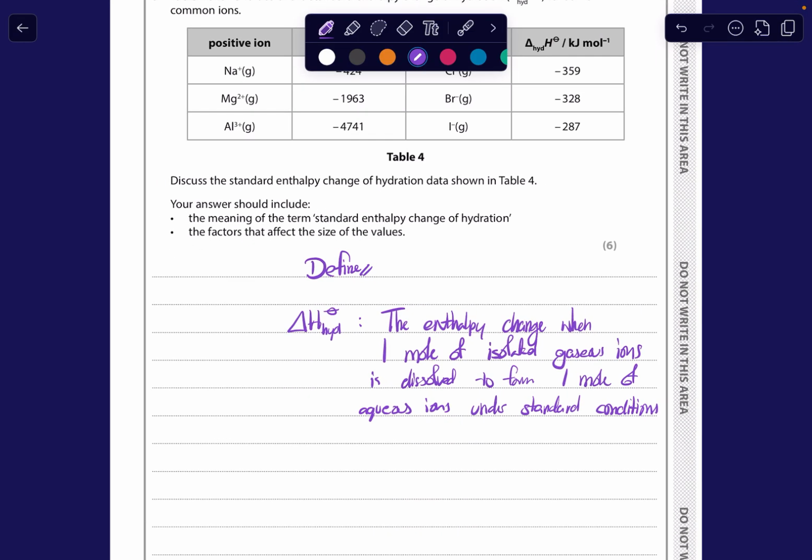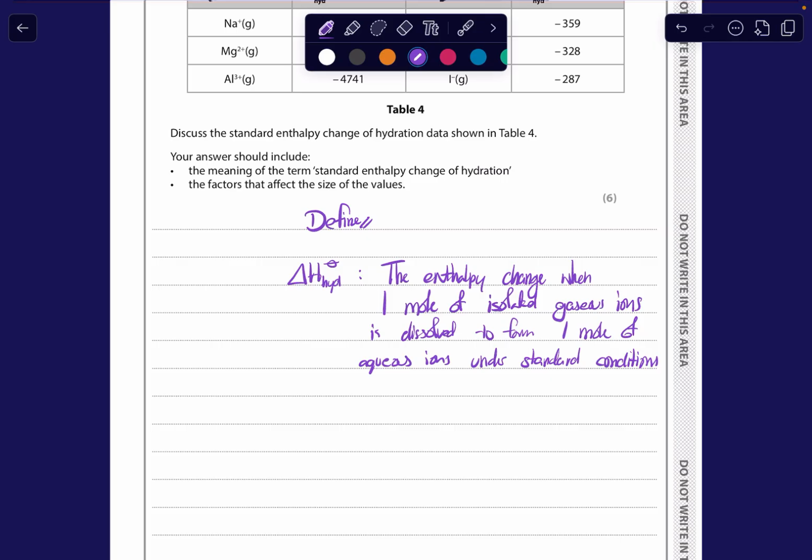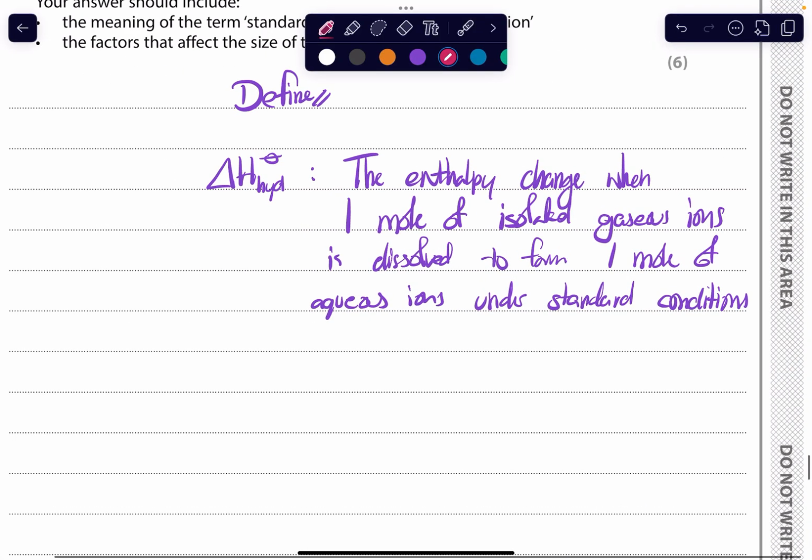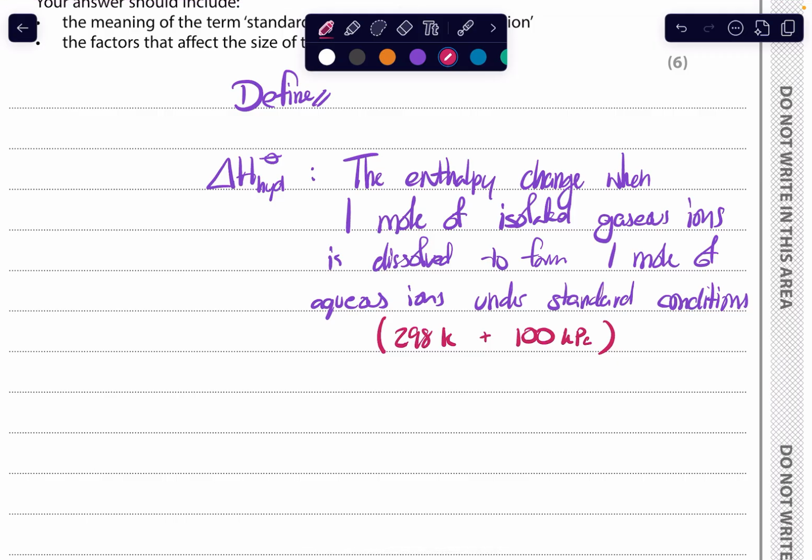I think if you've written this definition verbatim, I will give you probably 2 marks for that. There's another thing that you could probably get credit for, and it's stating the standard conditions, so 298 Kelvin plus 100 kPa. I wouldn't give you a 3rd mark for that, but it would solidify that 2nd mark for you. And the other thing that you could mention that is in the mark scheme, but it's just not something I ask you to recall or know, but forms an infinitely diluted solution.